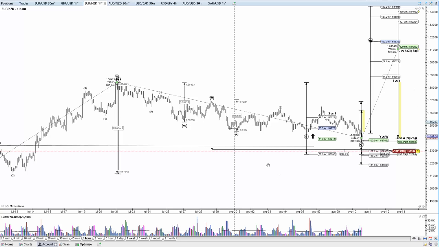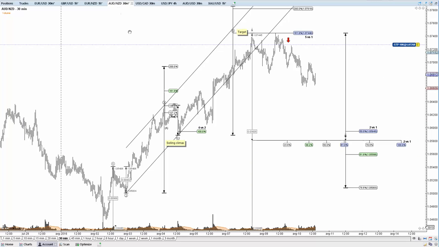Be careful on the cash rate if you trade this one, because today we got the cash rate in New Zealand. Now we got my very beautiful currency pair.